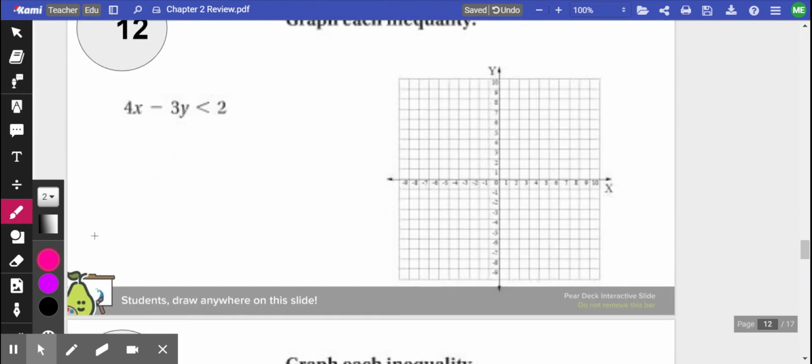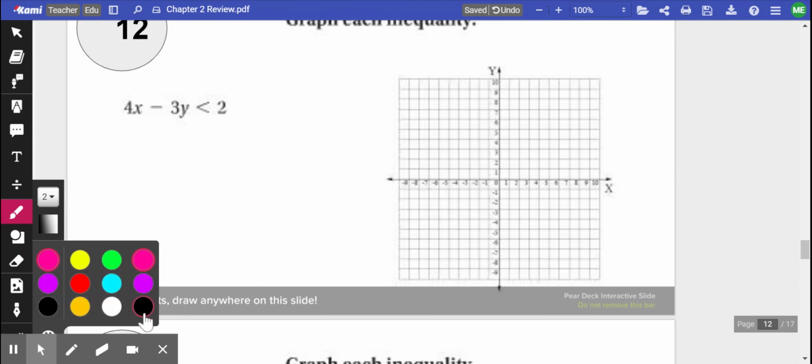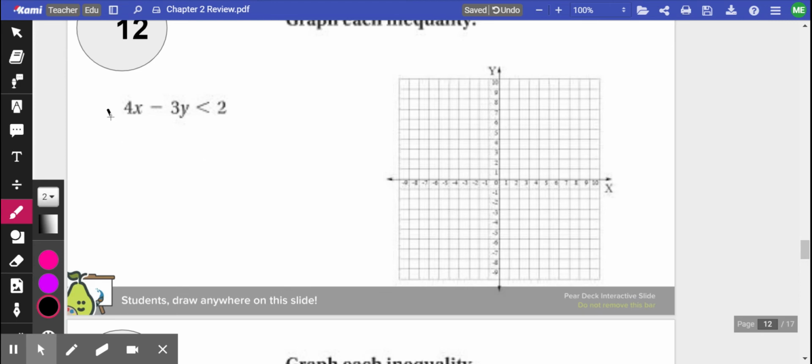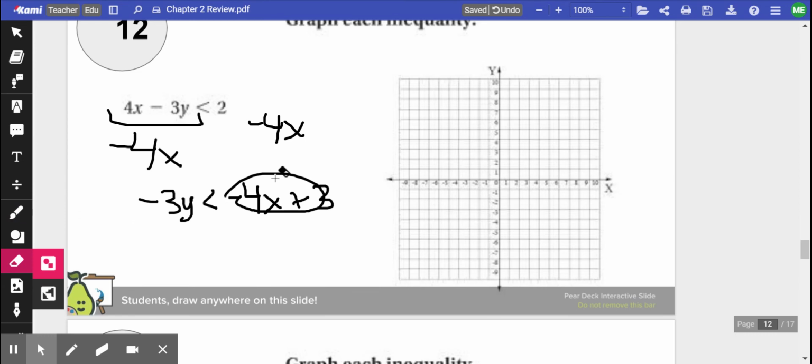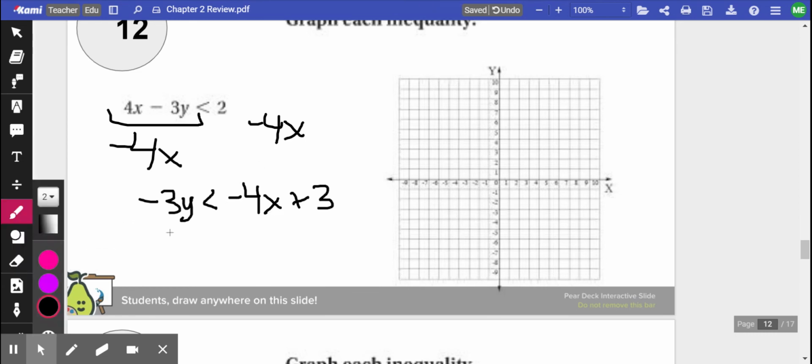If your inequality is not in slope-intercept form, I highly suggest that you put it in slope-intercept form, because if you graph your intercepts here and you don't realize that, using this problem, if I solved it, I had to subtract 4x from both sides. I got negative 3y is less than negative 4x plus 3. Can't combine these two because they're not like terms. So what we're going to do, instead of combining them, I need to get y by itself. Remember, that y has to be positive 1.